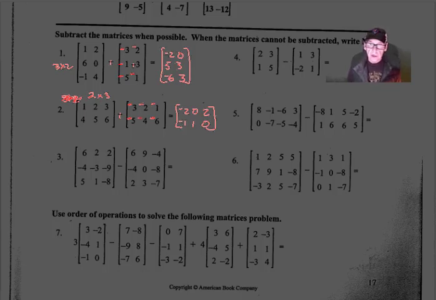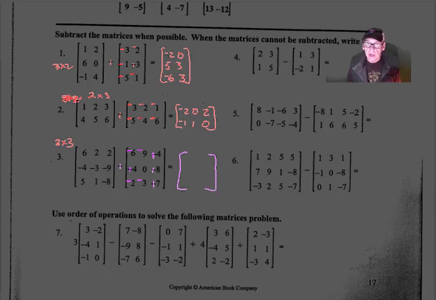Looking at number 3, this is 3 rows and 3 columns. They're both 3 by 3, so they can be added or subtracted. It's a subtraction problem, so I'm going to go plus opposite. So that turns to a plus, that turns to a plus, that turns to a plus, and the second matrix's elements turn to their opposites. The answer matrix has to be the same size. It's going to be a 3 by 3.